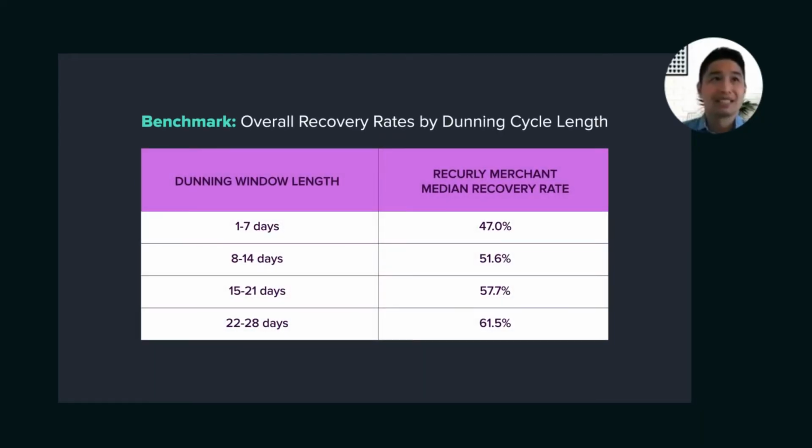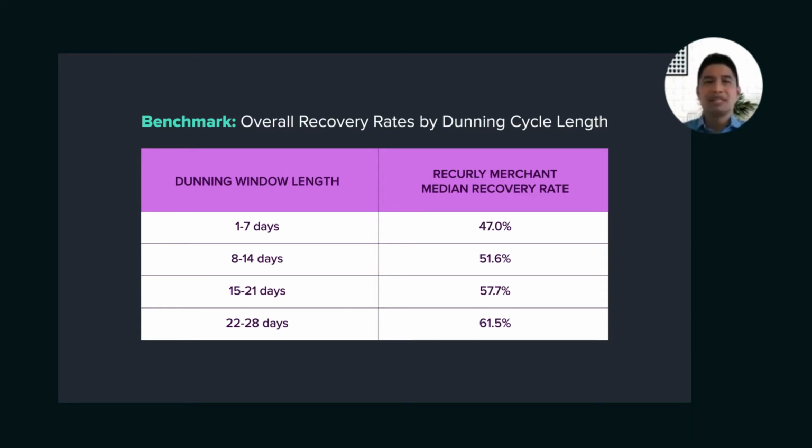I want to take a second to explain this chart real quickly. On the left is the Dunning window length. And that means if your Dunning window or cycle is between 1 and 7 days, then at least what we see here at Recurly, our merchant's median recovery rate is 47%. Vice versa, if you go up to like say 15 to 21 days, then their median recovery rate is 57.7%.